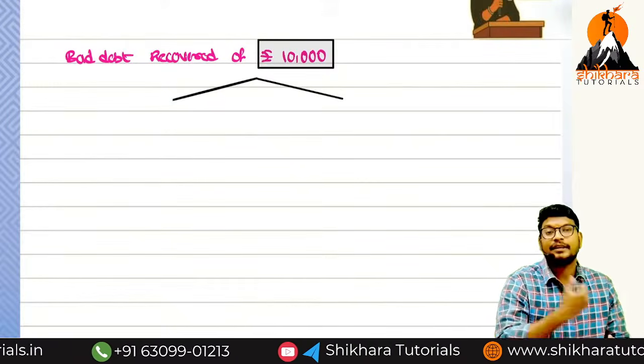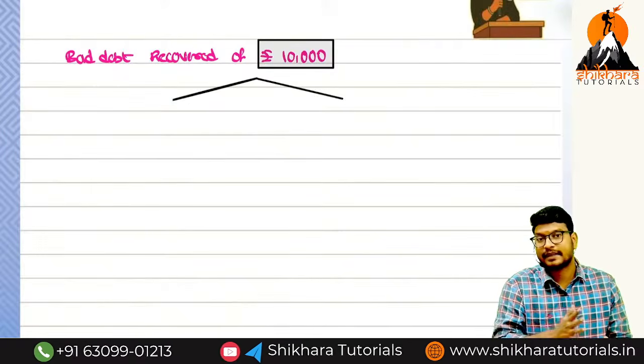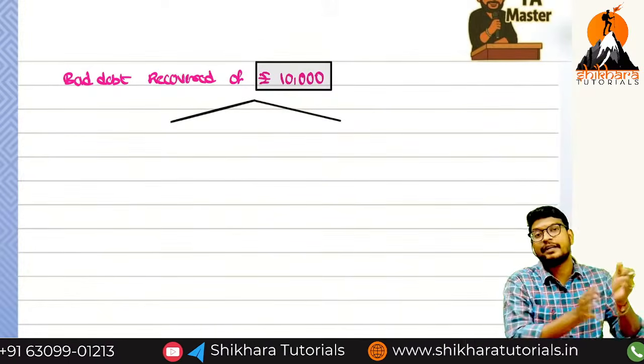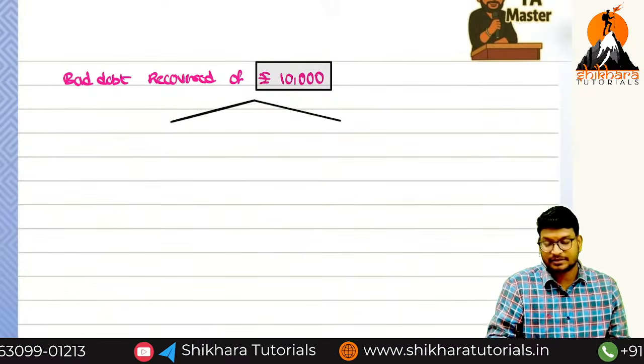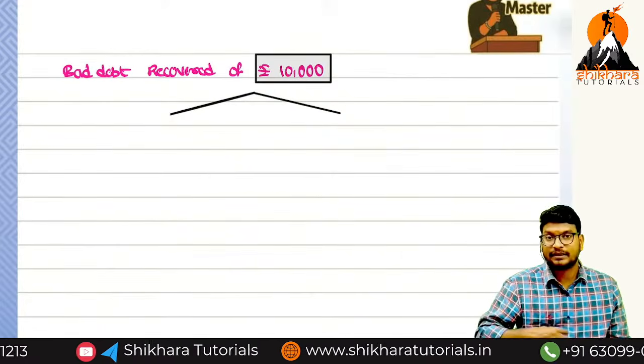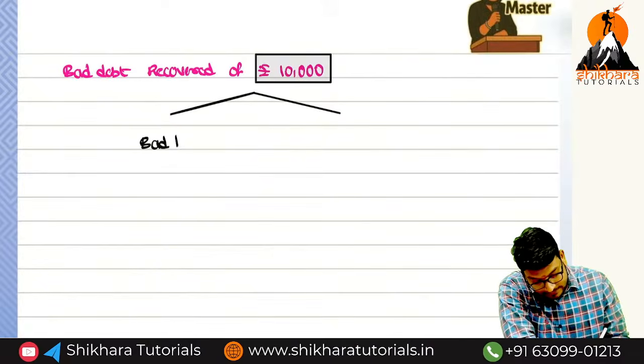So normally if we are receiving anything from the debtor, what are the two outcomes? Debtor and cash. But here the debtor changed as bad debt and again we are receiving that amount. So that is the concept called bad debts recovered, of rupees how much? 10,000.